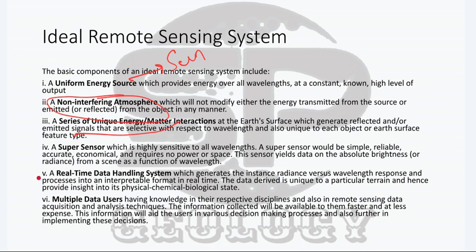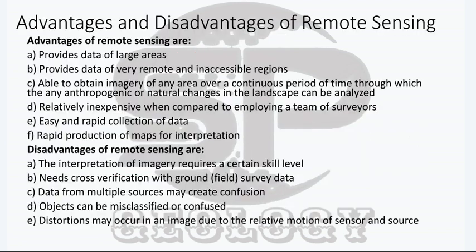So the interaction between this energy and these matters should be uniform. Then a super sensor which can acquire all the information, a real-time data handling system, and multiple data users. These are the parts of an ideal remote sensing system, which is not possible. That's why an ideal remote sensing system is not possible.